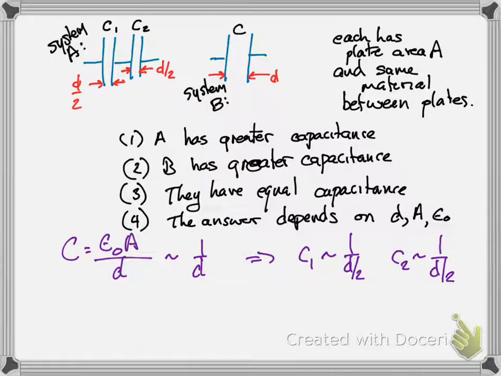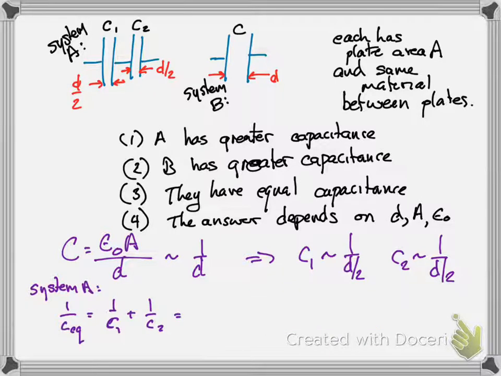Okay, so we know that the equivalent capacitance for system B goes as 1 over d, and the equivalent capacitance of system A goes as the equivalent of C1 and C2 in series. So the question is how do we do C1 and C2 in series? Well, remember that in series, 1 over the equivalent capacitance is 1 over C1 plus 1 over C2. That's how you add capacitors in series.